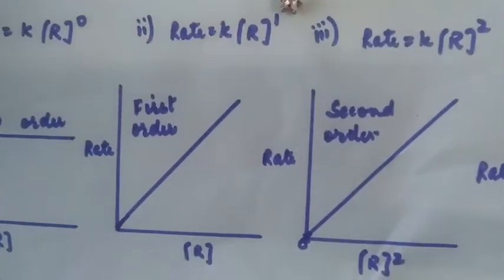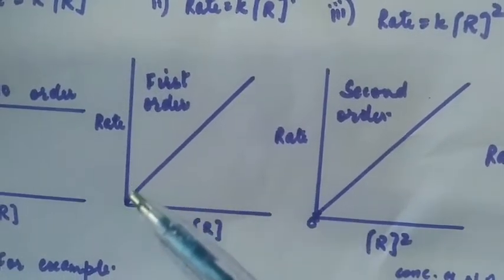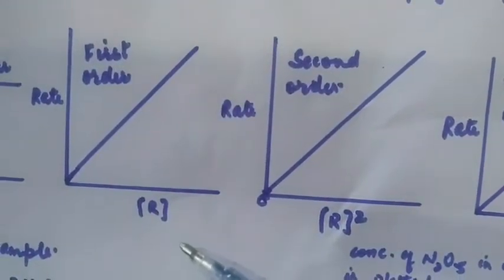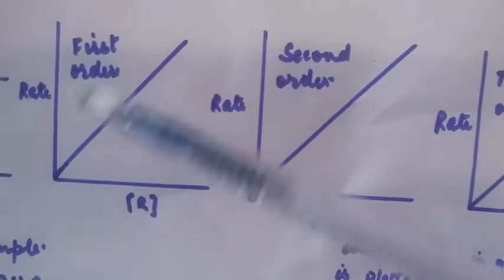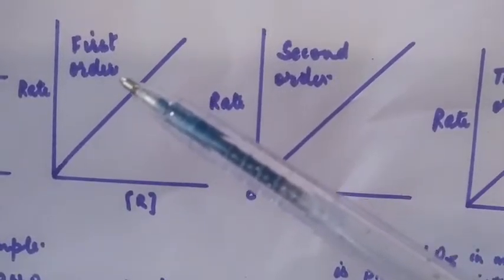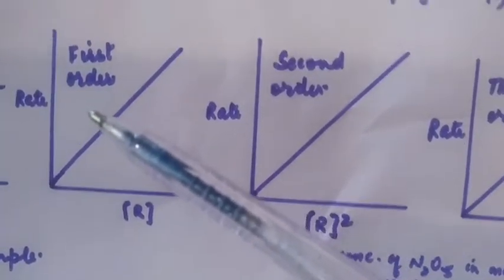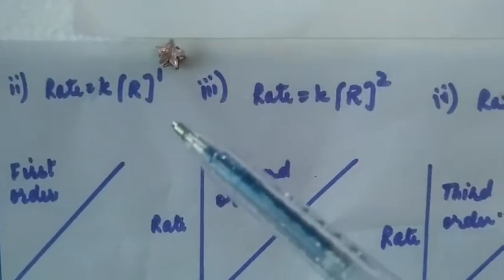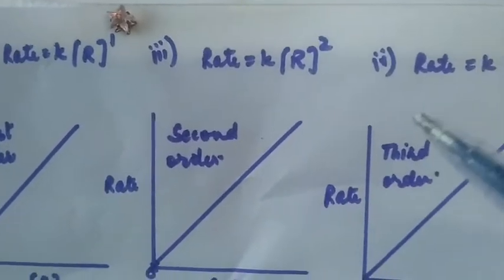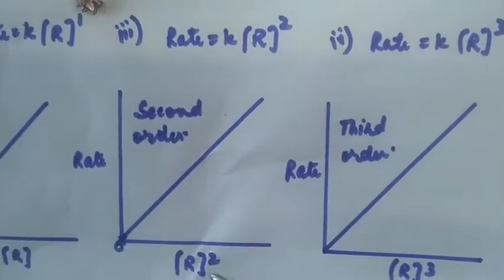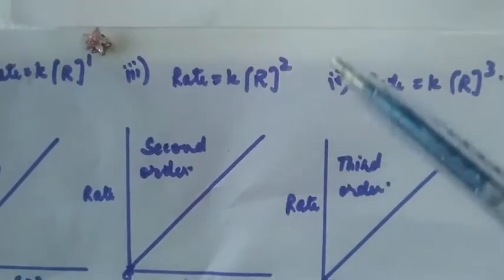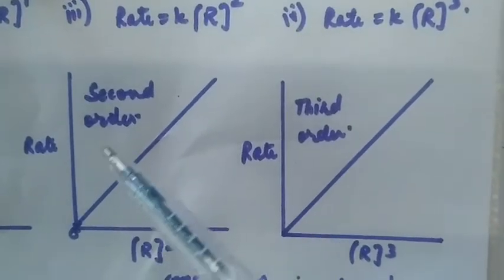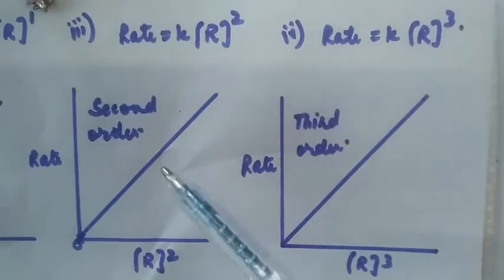Then if a straight line comes in the graph of rate versus concentration, this kind of reaction is a first order reaction, and the rate equation is rate is equal to k into R raised to power 1. If a straight line comes between rate and concentration of reactant square, rate law expression will be rate is equal to k into R square, and reaction will be of second order, n is 2.